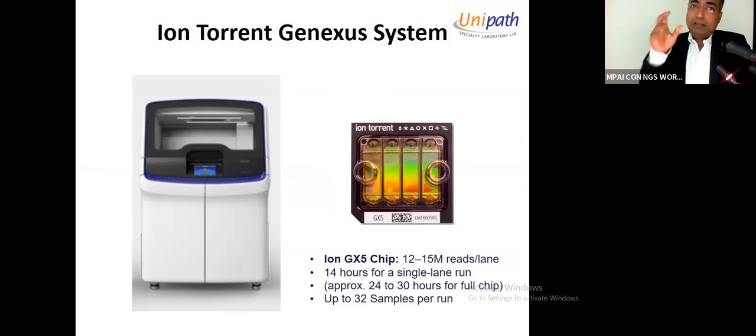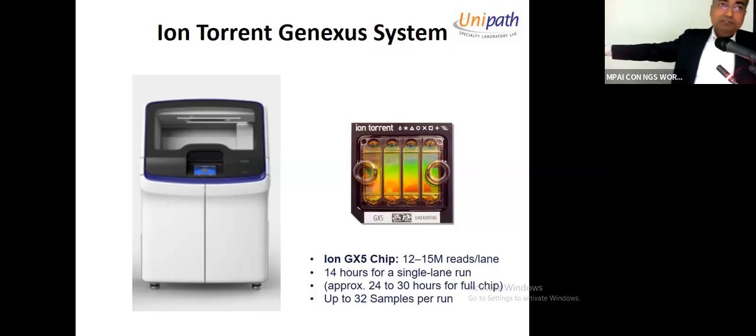For a particular assay, a particular number of samples can be run. For myeloid, it is 8, DNA and RNA combined. For OPA, it is 4, DNA and RNA combined. For DNA only, you can run 16 samples in two lanes. So that is the optimization which is available.